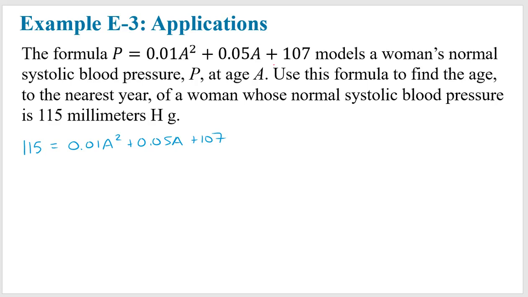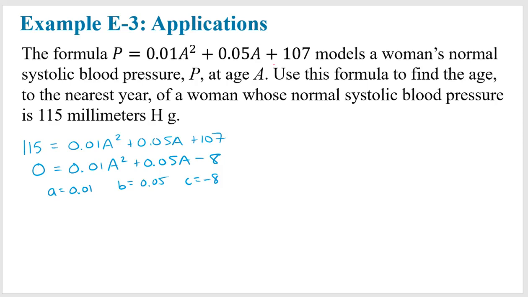So the first thing I would do is subtract the 115 from both sides. So I would do that first, and that gives me -8 here. So now it's in standard form. So my A value is 0.01, my B value is 0.05, and my C value is -8. And I'm just going to plug those into the quadratic formula.